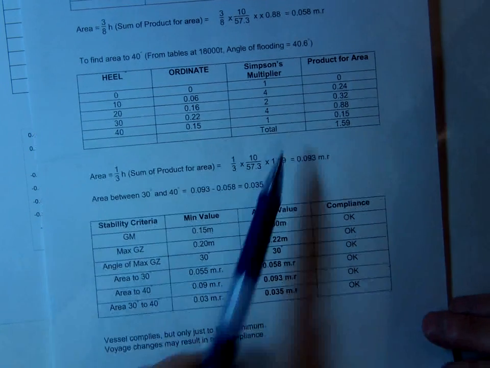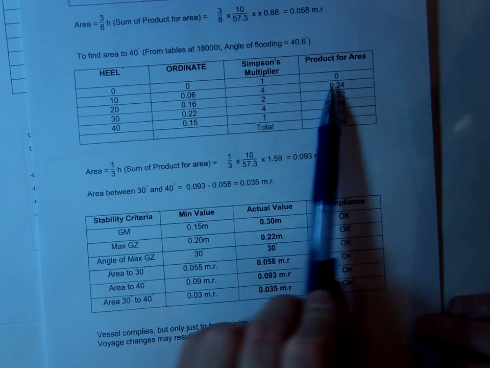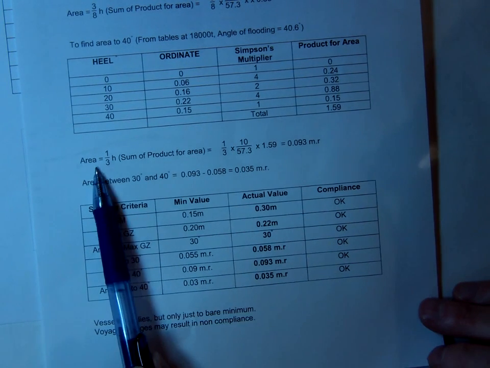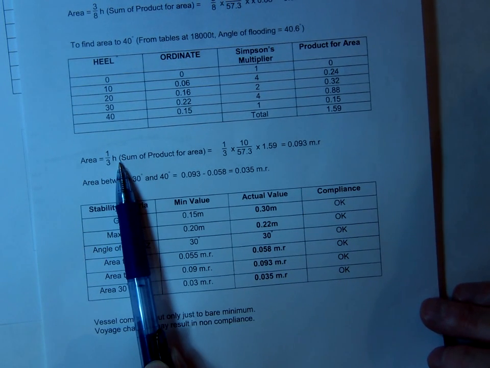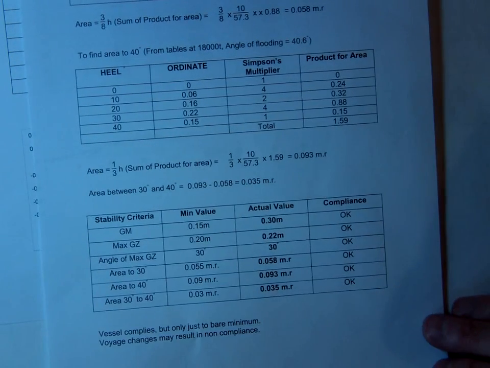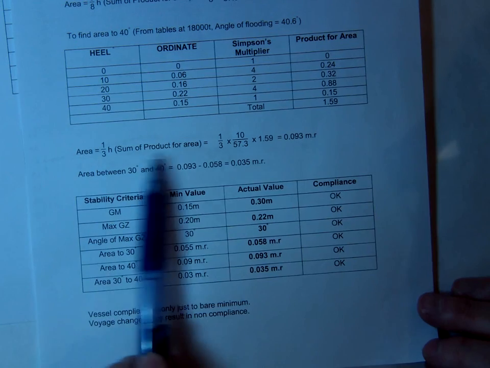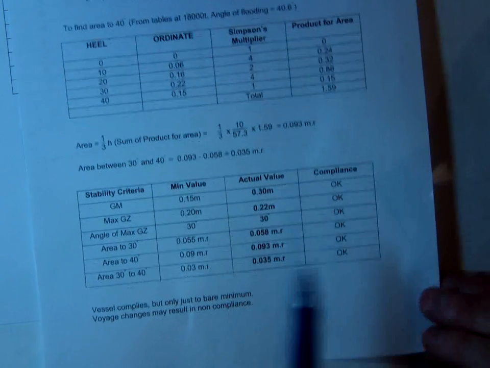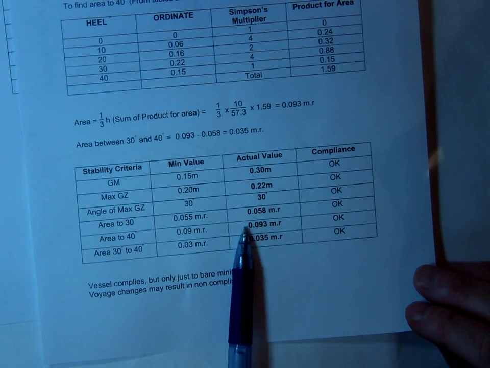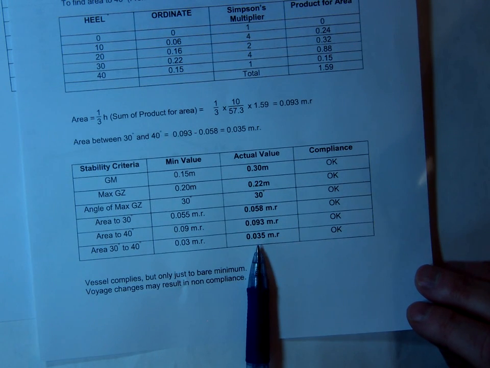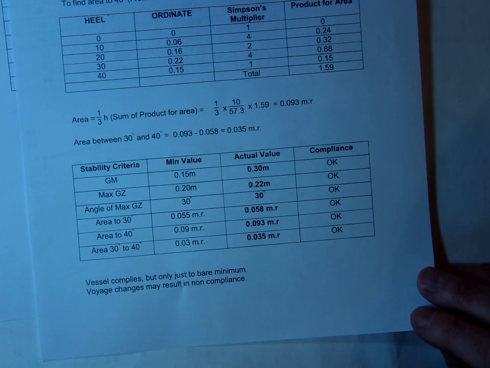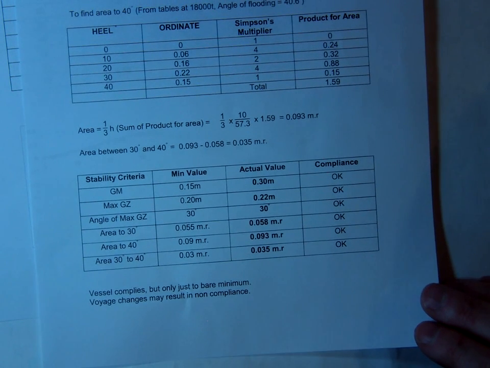Okay, again, same principle, multiply one by the other, product of area. Because it's the 141 rule, it's now 1/3 times the common interval times the sum of the products, whereas the other one was 3/8. So the area we got was 0.093, just complies. The difference between the two gives us the area between 30 to 40. Again, that just complies. So the vessel just complies with all the criteria.